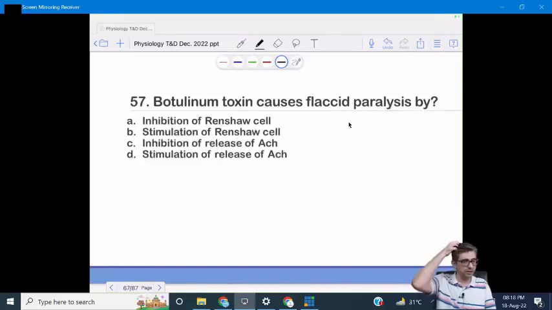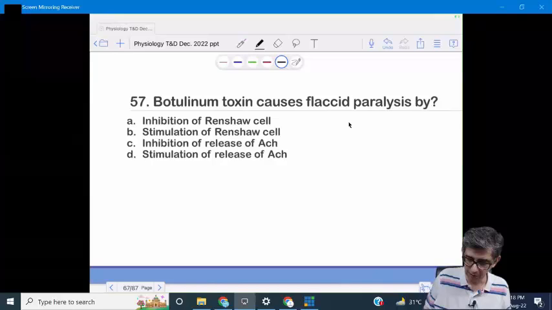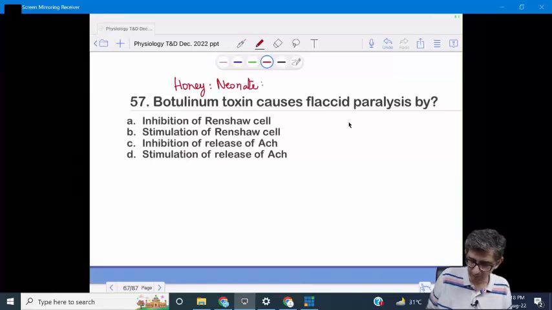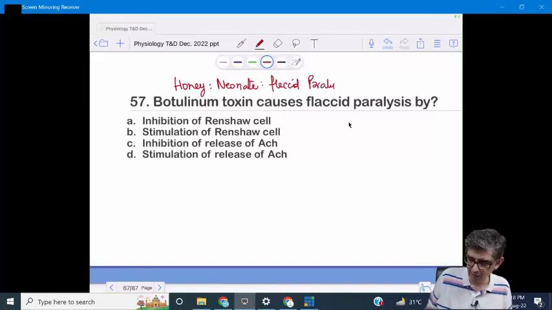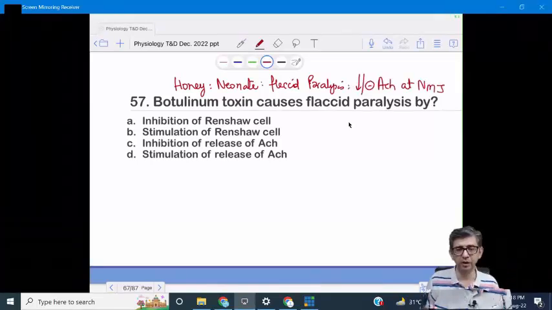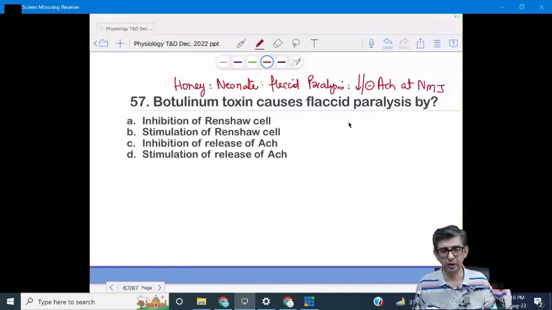causes flaccid paralysis. The history would be that poor quality honey was given to a newborn baby, and the newborn baby then has flaccid paralysis. This is because of inhibition of the release of acetylcholine at the neuromuscular junction. So it is a pre-junctional defect, botulism. The correct answer for this would be option number C, inhibition of the release of acetylcholine.